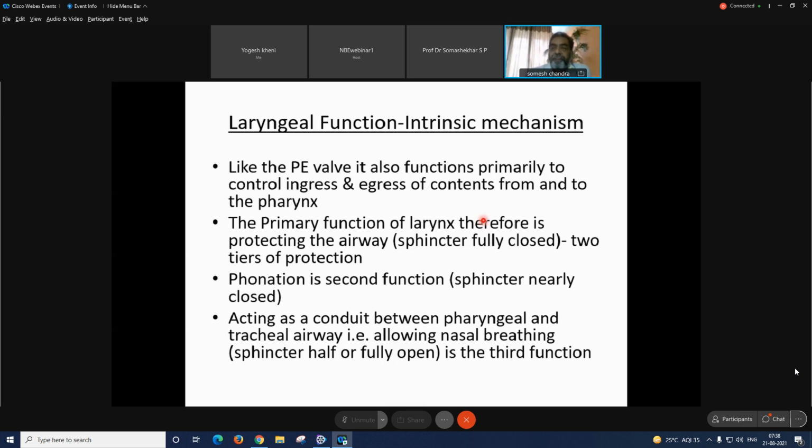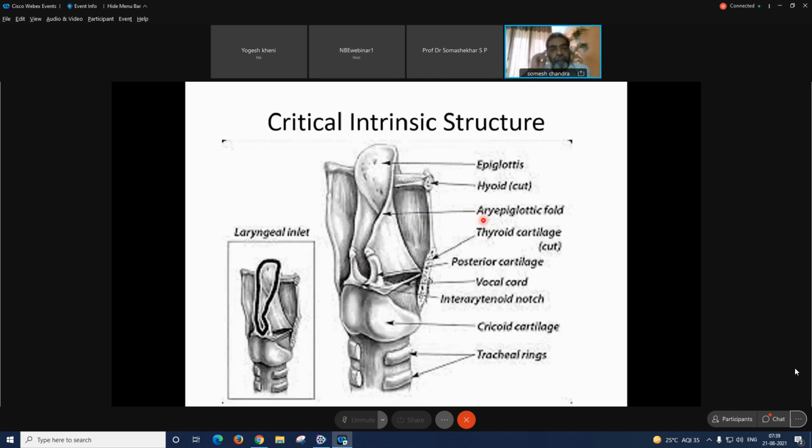Phonation is the second function, which is also done by the sphincter itself, in which the sphincter is nearly closed. When it prevents an ingress, the sphincter is fully closed. When it allows an egress and phonation, the sphincter is partially closed or nearly closed. But in breathing, allowing nasal and pharyngeal airway to go into the trachea, which is humidified and warm air, the sphincter is fully open. You see, all the three functions, the primary and the secondary functions, are related to the sphincteric action of the larynx. And this occurs at the supraglottic level and the glottic level.